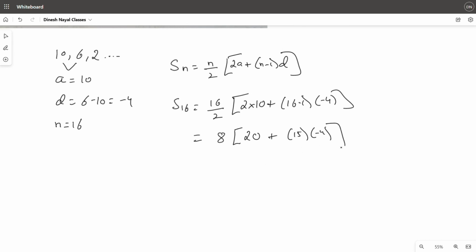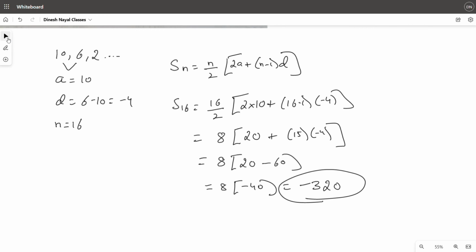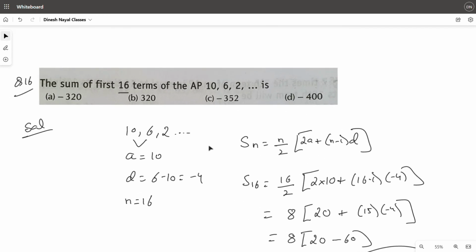15 into minus 4 is minus 60 actually. So this is 8 times 20 minus 60. Which is 8 times minus 40. So 8 into minus 40 is minus 320. So minus 320 is the sum of first 16 terms, and also minus 320 is our answer. So A is the correct answer.